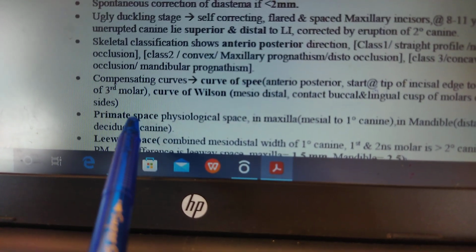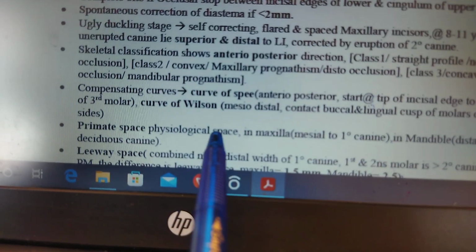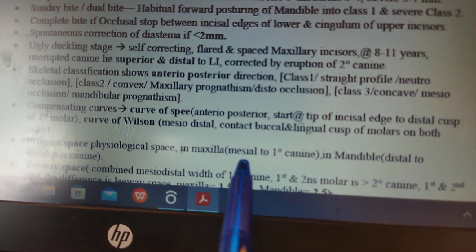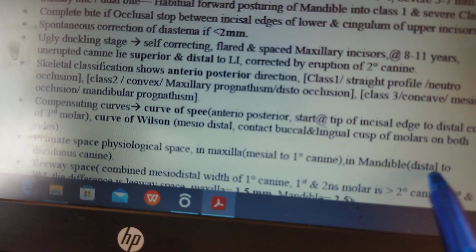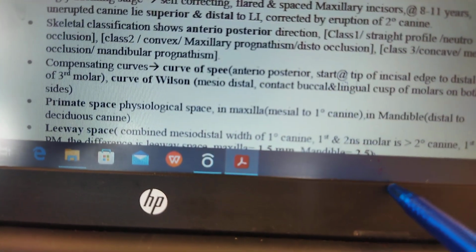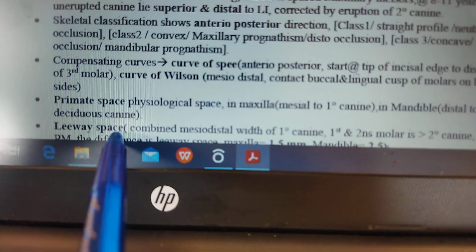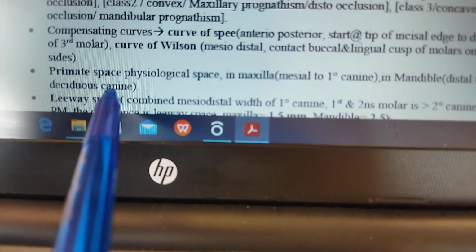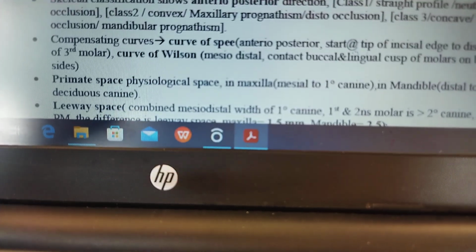Primate spaces. What are primate spaces? Primate spaces are physiological spaces. In maxilla, these are mesial to primary canine, while in mandible, these are distal to deciduous canine. Understood? Now we will see leeway spaces.